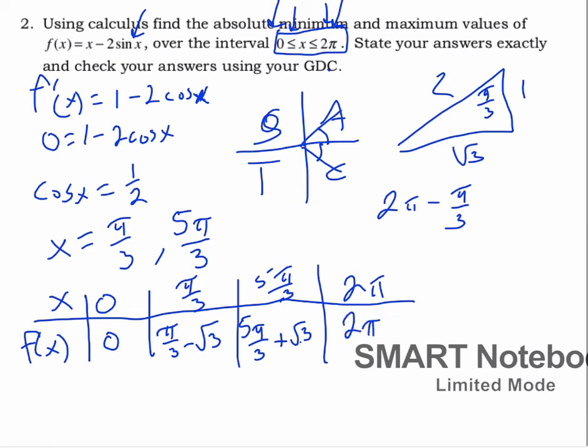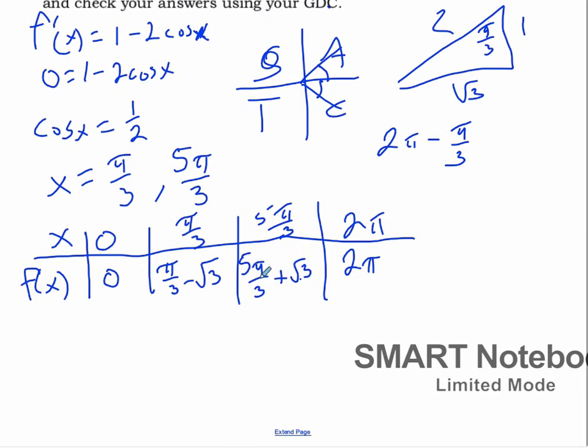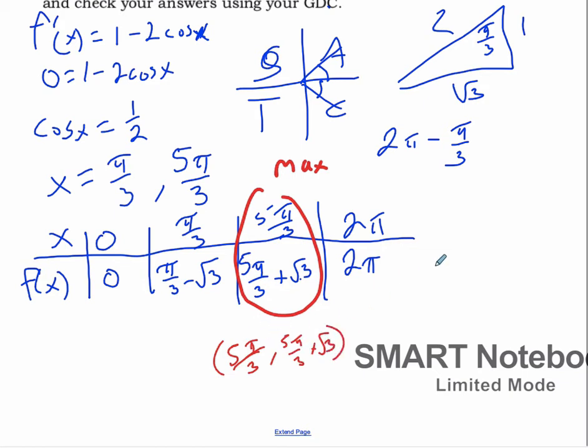Okay? So if you check this on your calculator, this one's bigger than this one here. So this is the maximum, the global maximum. Alright, it's the point 5 pi over 3, comma 5 pi over 3 plus root 3 is the global maximum.